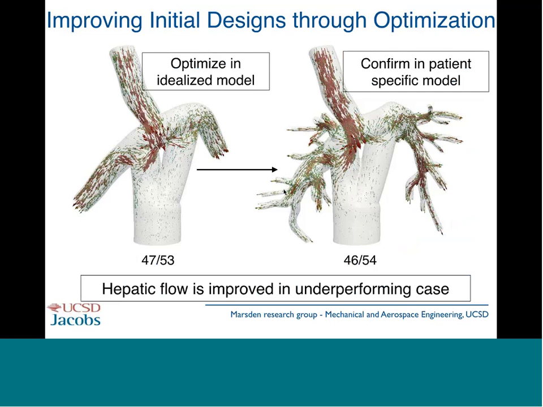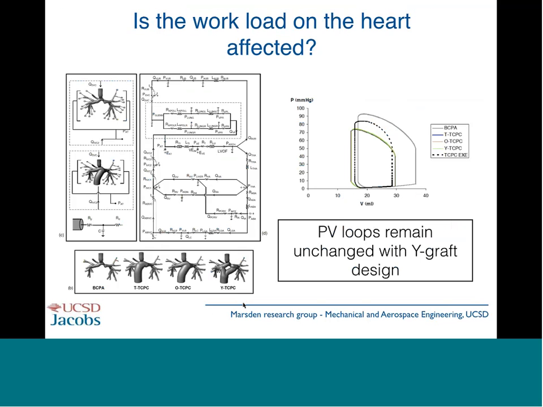So there was one patient that had about a 70-30 flow split, and we wanted to get it closer to 50-50. So we did optimization in an idealized model, showed that we got closer to 50-50, then put that back in the patient-specific model and confirmed that we were still hitting our target. And so this was a case where our hepatic flow distribution was improved in an underperforming case.